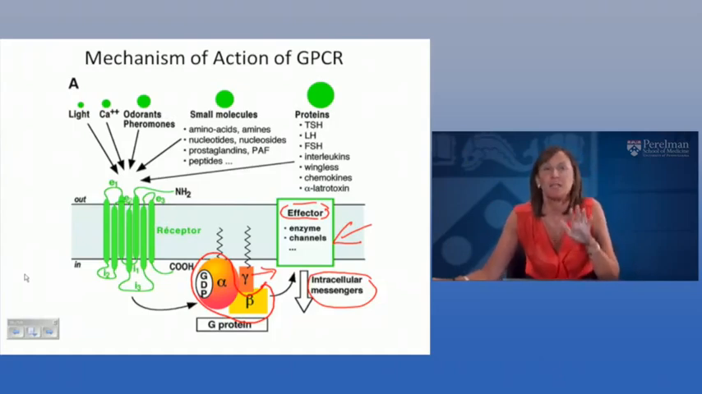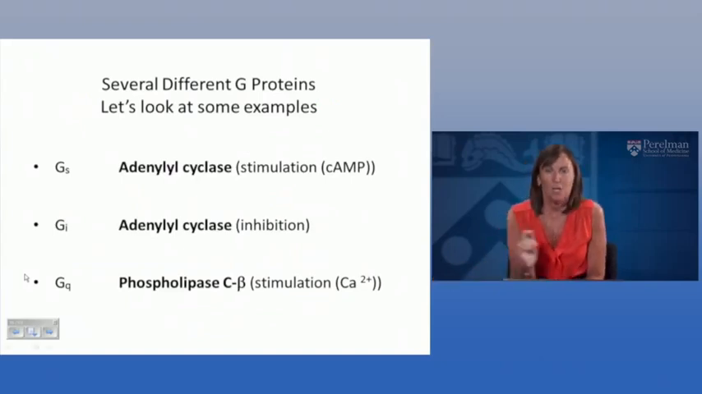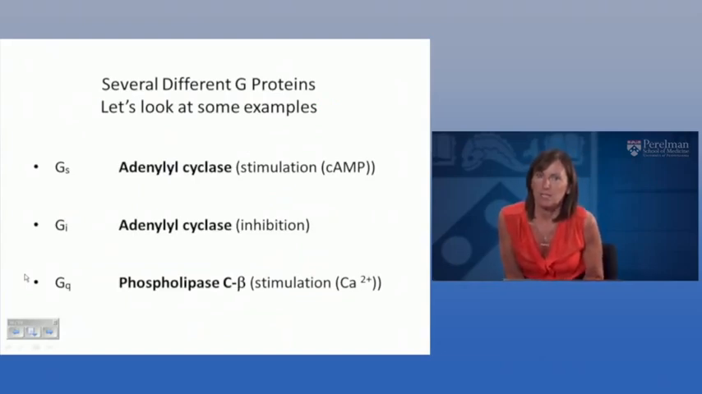And this concept is something that is very important that you know about. And I'm going to show you several examples to try and solidify your appreciation of this series of steps. So in order to do that, let's look at several different G proteins. And this is not a comprehensive list, but for understanding purposes, I've selected 3 of the most common G proteins that mediate the effects of G protein coupled receptors. So these are GS, GI, and GQ.